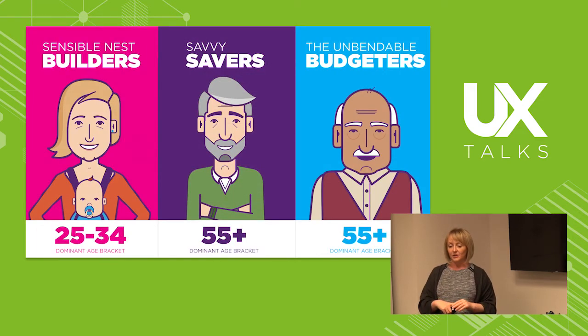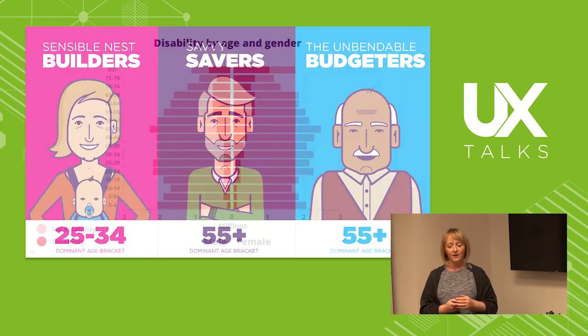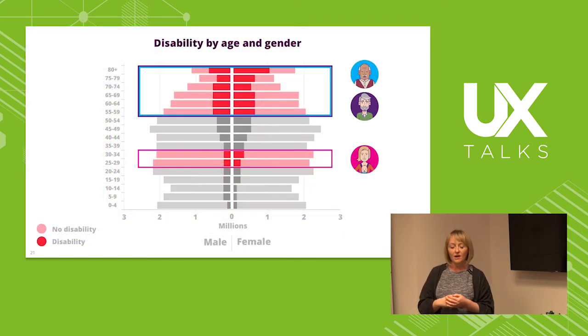Next, I just want to look at MoneySuperMarket, our customer segmentation. So these are the 3 different areas that we're targeting as our core users. We've got 25 to 34 sensible nest builders, and savvy savers and unbendable budgeters at 55 plus. So you can see that 2/3 of our target market, or who we're trying to approach, are in that upper age bracket. So if I just take that back to the graph and overlay it, you can see there a large section in the upper age bracket is what we're trying to focus on, and we really should be looking at accessibility and inclusive design to make sure that we're not alienating anyone or causing barriers when we shouldn't be.